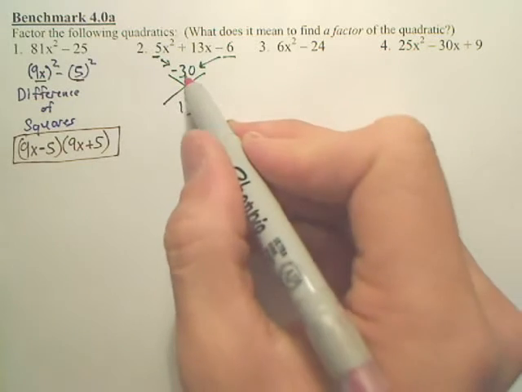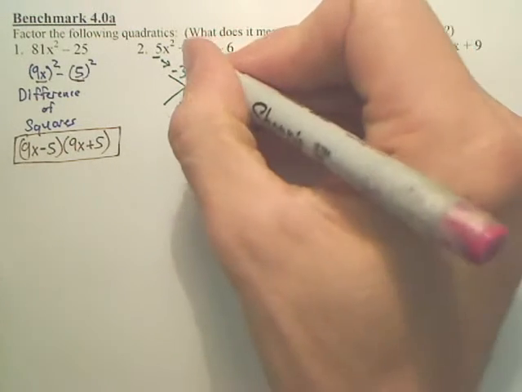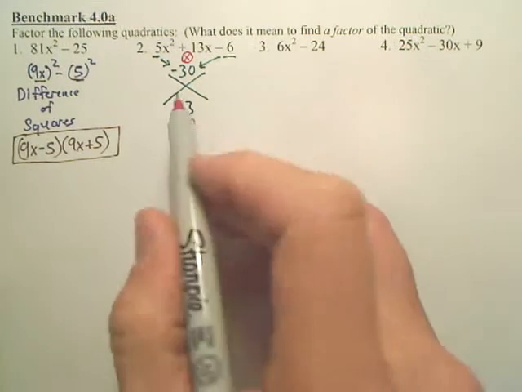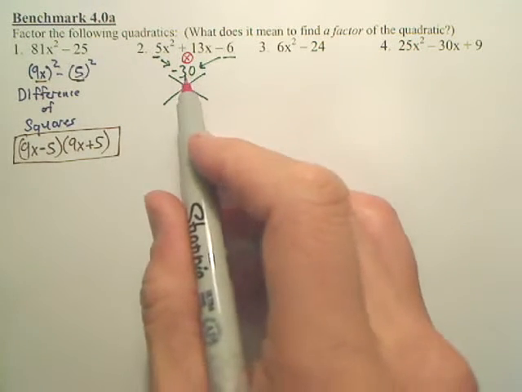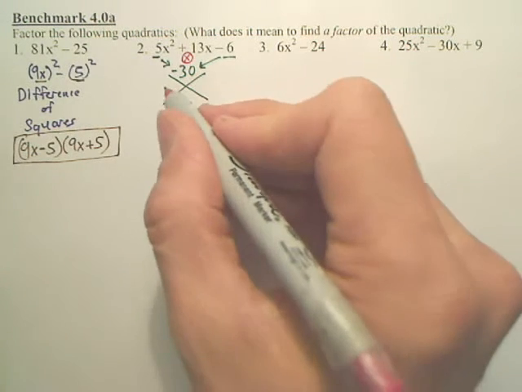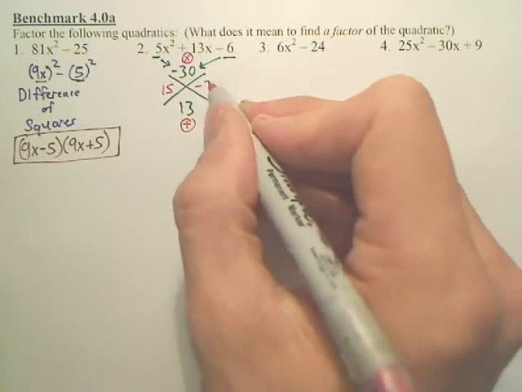What two numbers multiply to get 30? Remember, the top is multiply, the bottom is add. What two numbers multiply to get negative 30 and add to get 13? 15 and negative 2. It would be 15 and negative 2.